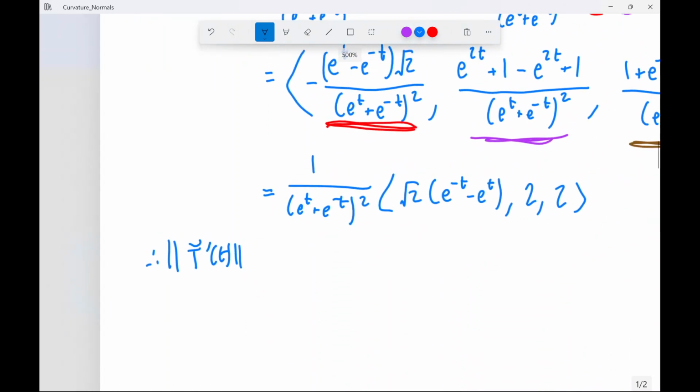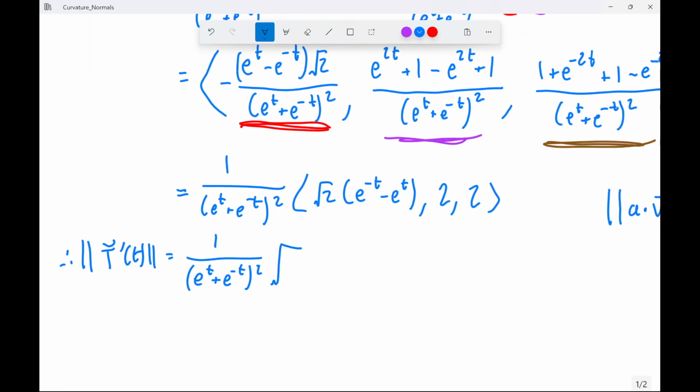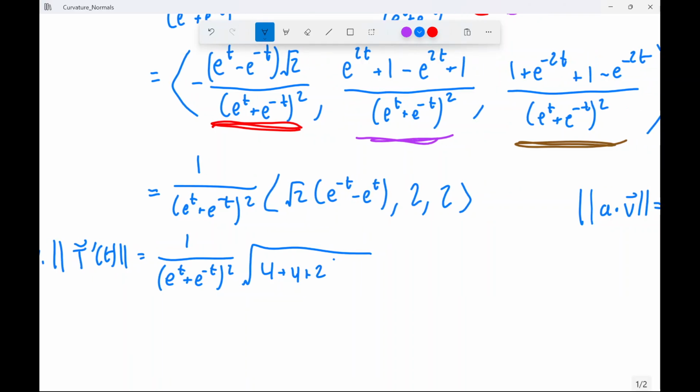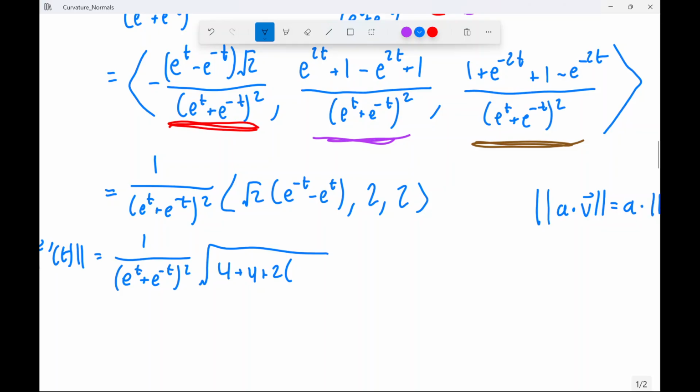So that will be 1 over e to the t plus e to the negative t squared times the square root of, I'm going to do these two first. It's going to be 4 plus 4. And this term is going to be 2 times, and this thing squared is e to the negative 2t plus e to the 2t minus 2.